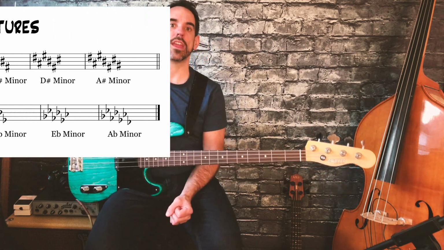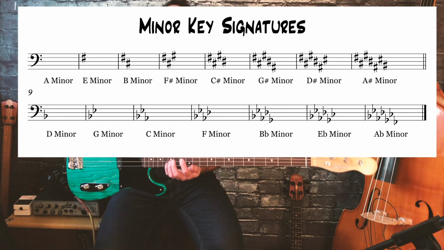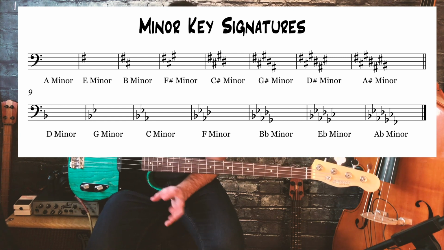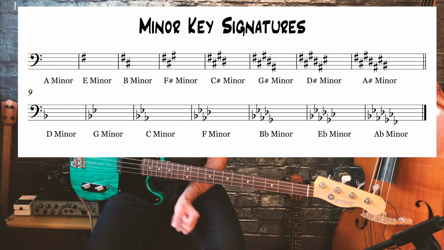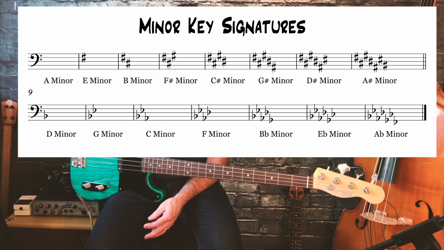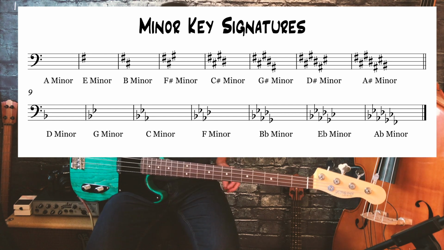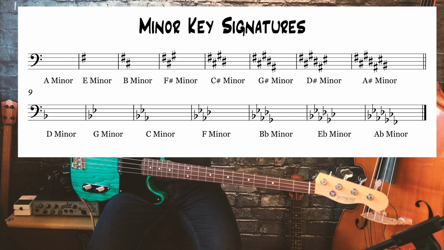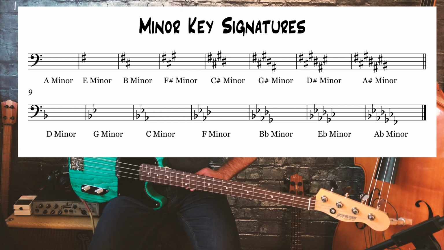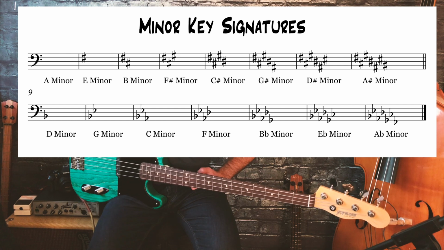Now each major key has a relative minor, so its relative minor shares the same key signature. So if I show you those now on the screen, the minor key signatures, we've got A minor first, which is the relative of C major, so it doesn't have any sharps and flats. And then we have E minor, which has got 1 sharp, B minor, which is 2 sharps, F sharp minor, which is 3 sharps, C sharp minor, which is 4 sharps, G sharp minor, which is 5 sharps, D sharp minor, which is 6 sharps, and A sharp minor, which is 7 sharps.